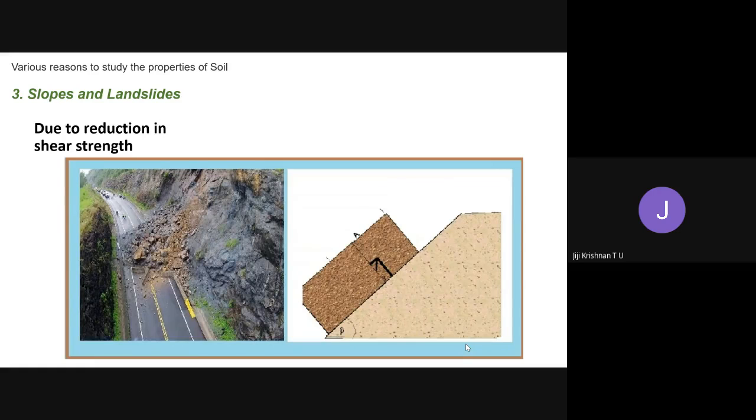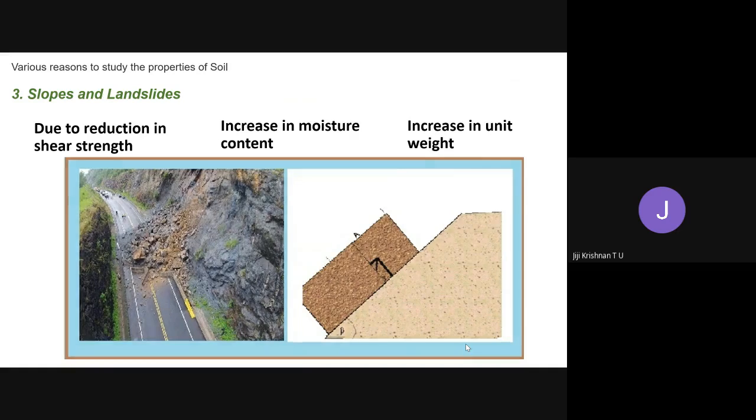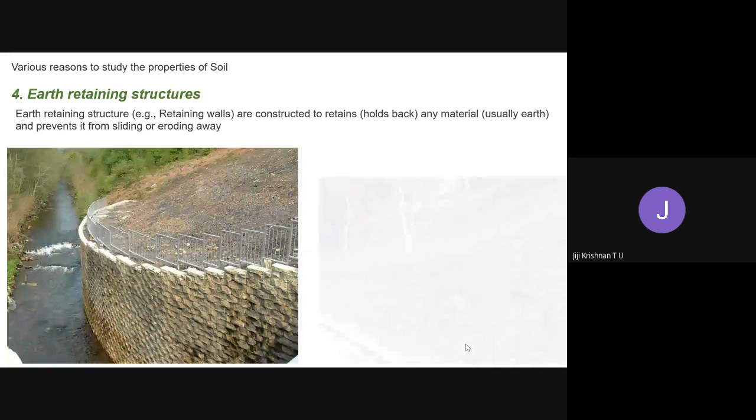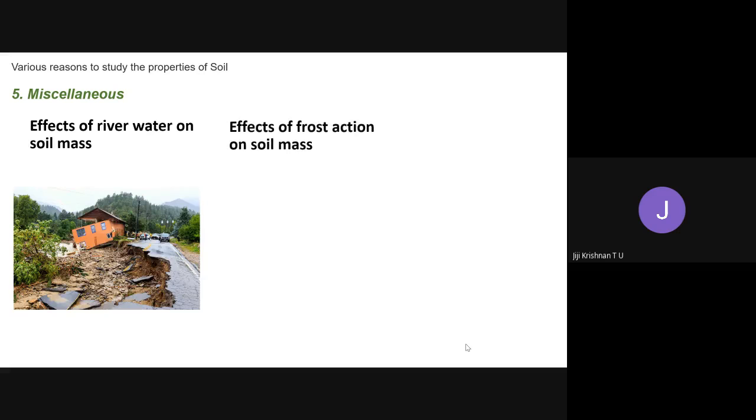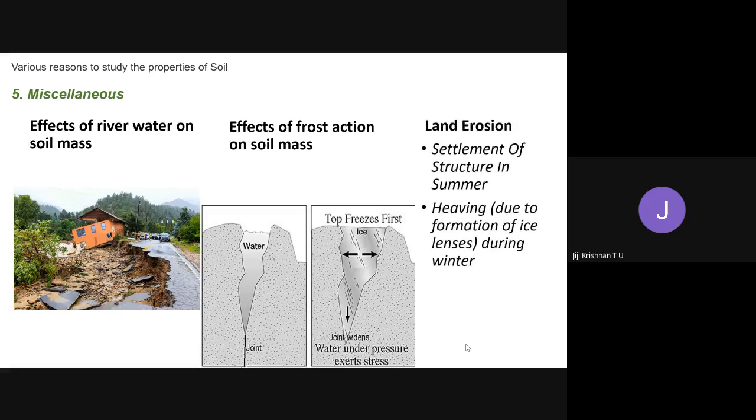So slopes and landslides occur, or failure of slopes and landslides occurs, due to the reduction in shear strength, increase in moisture content, and increase in unit weight. The fourth one is the earth retaining structures. Earth retaining structures are constructed to retain any material and prevent it from sliding or eroding away. So these are the various figures of such structures. There are miscellaneous applications as well, which include the effect of river water on soil mass, effects of frost action on soil mass, and land erosion, settlement of structure in summer, heaving during winter due to the formation of ice.